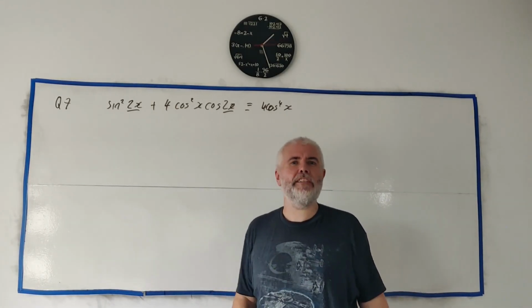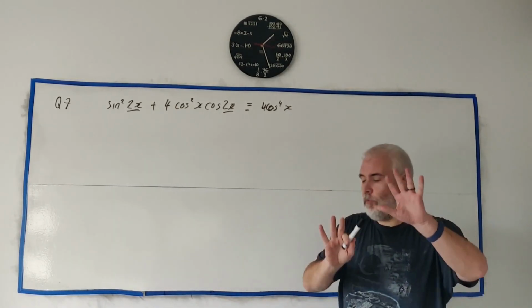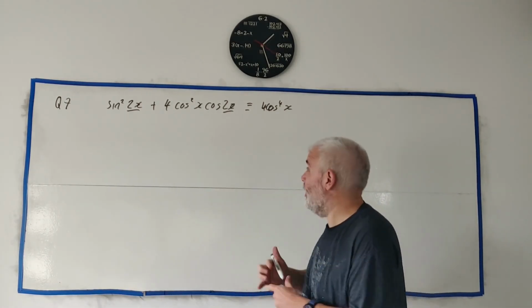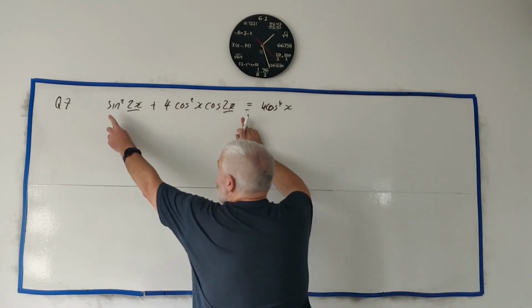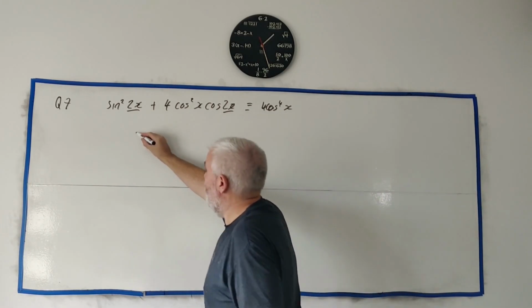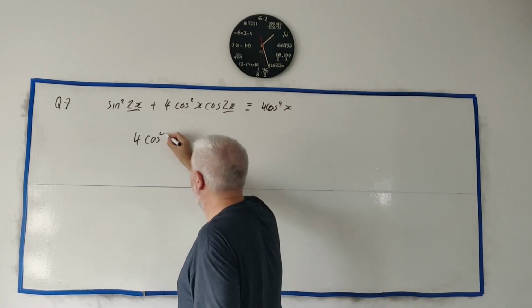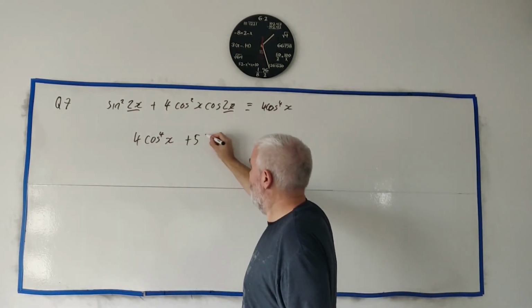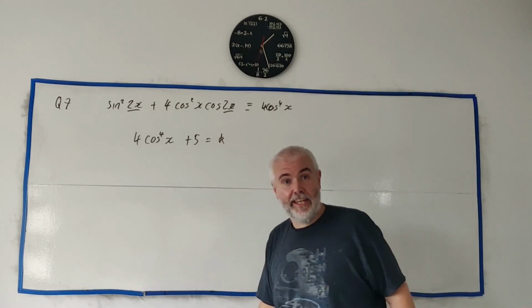Well, they don't ask to find solutions. Who cares what they ask first? Let's write the question down. I'm going to save myself some ink. Instead of writing this part of what they gave us in part B, I'm going to write this. So it's 4 cosine to the power 4x. Then they added 5 to it and they said it equals k.